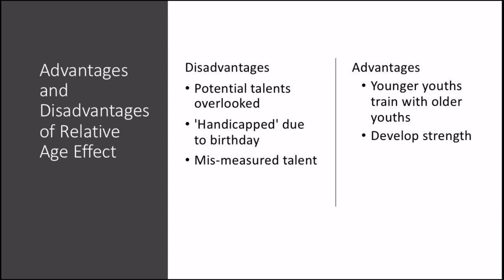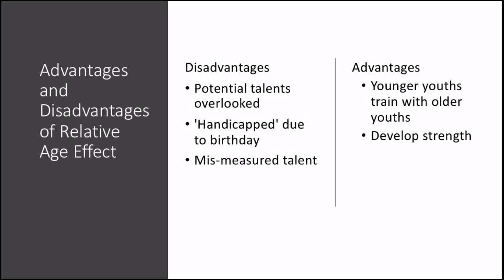There are advantages and disadvantages of the relative age effect. Disadvantages involve potential talents being overlooked just due to their height and their date of birth. They're seen as being handicapped due to their birthday. Also the relative age effect can mean mismeasuring talent, as scouts will be looking primarily at the size of the athlete and not at their overall ability.